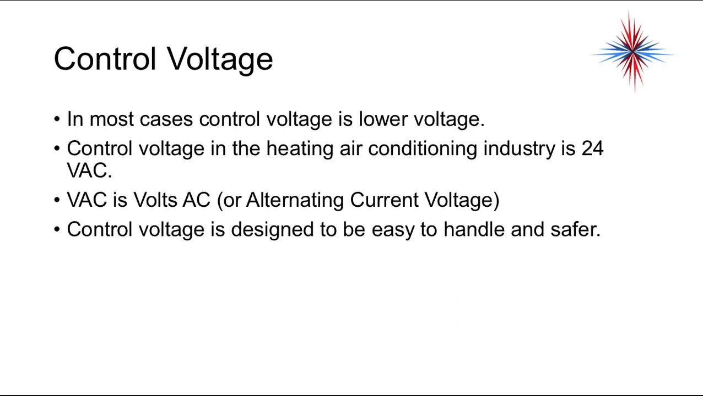Control voltage is lower voltage. Control voltage in the heating and air conditioning industry is 24 VAC. VAC is volts AC, or alternating current voltage. Control voltage is designed to be easier and safer to handle.